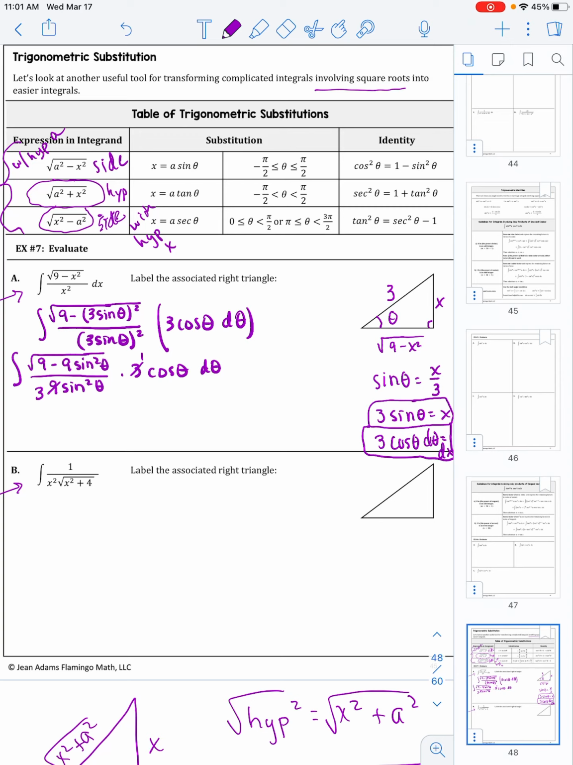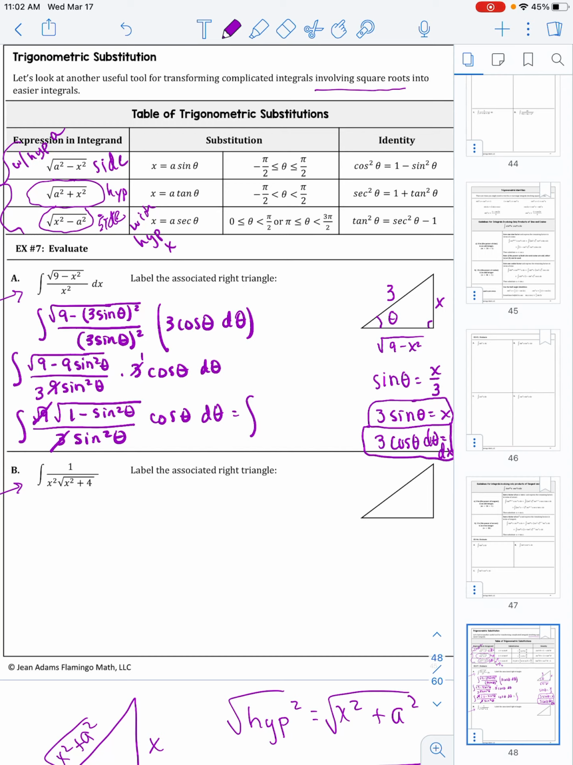We're also going to factor a 9 out of the numerator, but when it comes out as a square root of 9, which is a 3, sorry. So this is 1 minus sine squared theta over 3 sine squared theta times cosine theta times d theta. And of course, that square root of 9 and that 3 cancel because they are the same. So this is the integral.